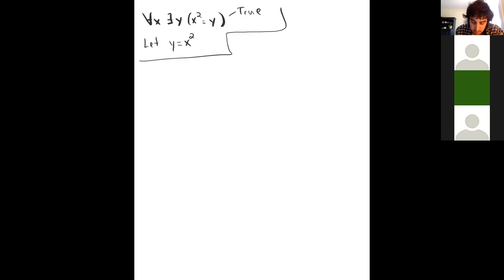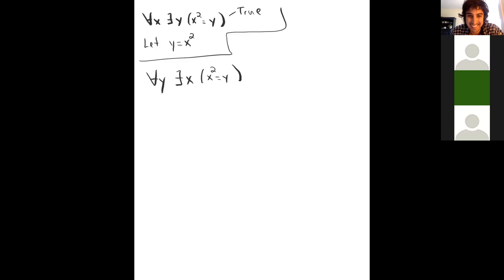Get it? Is that okay? The next one was: for all y, there exists an x such that x squared equals y. So this is saying that if you give me any y, can I find an x so that x squared equals y? What do you think? Is this true?